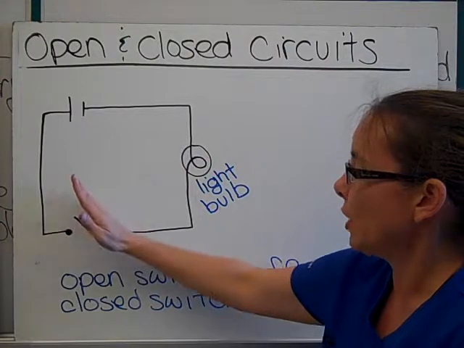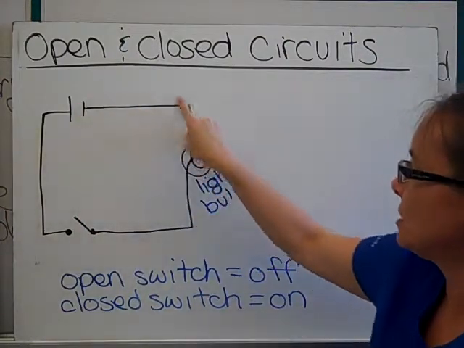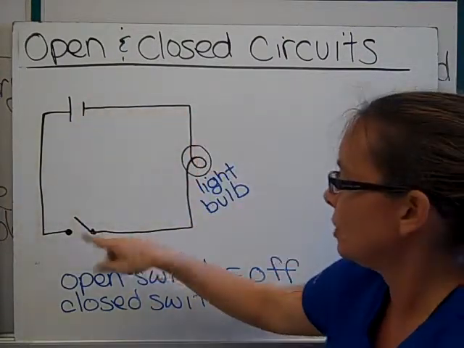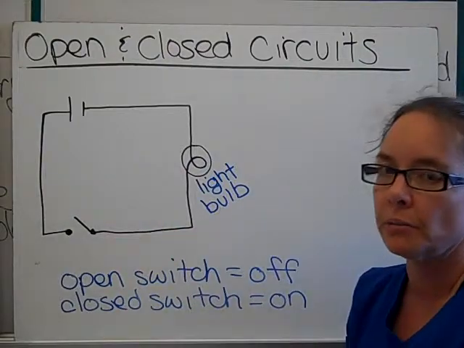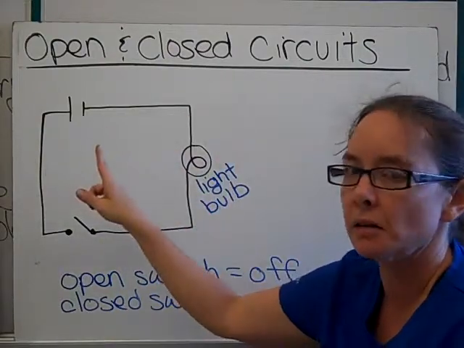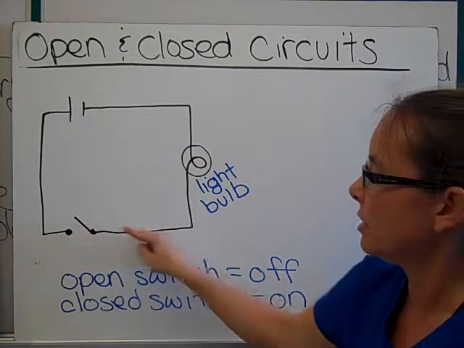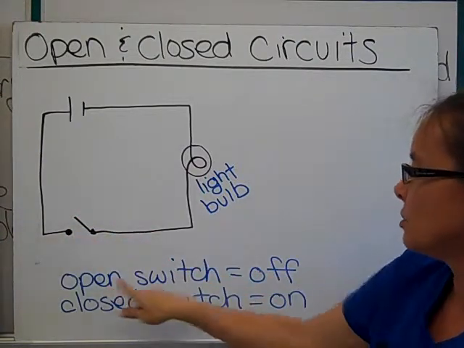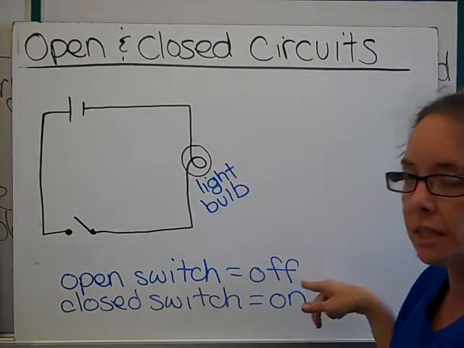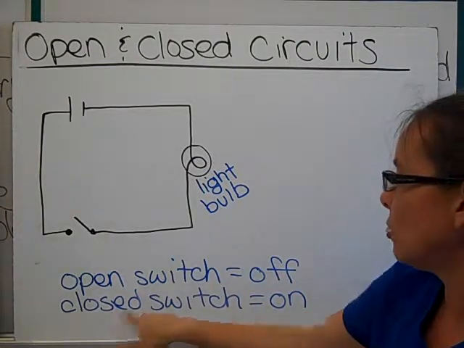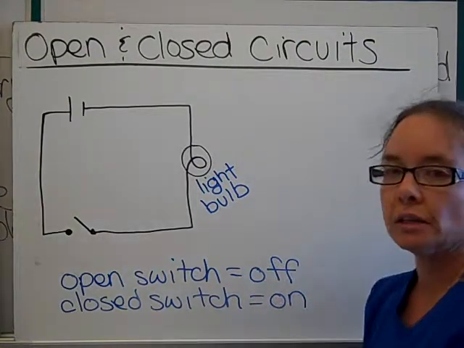Because when you break this, the electricity can't get through and get back to the other side of the battery. Remember that it needs to go back to the other side of the battery. So we would need to close the switch right here to let the electricity flow through. An open switch turns things off, and a closed switch turns things on.